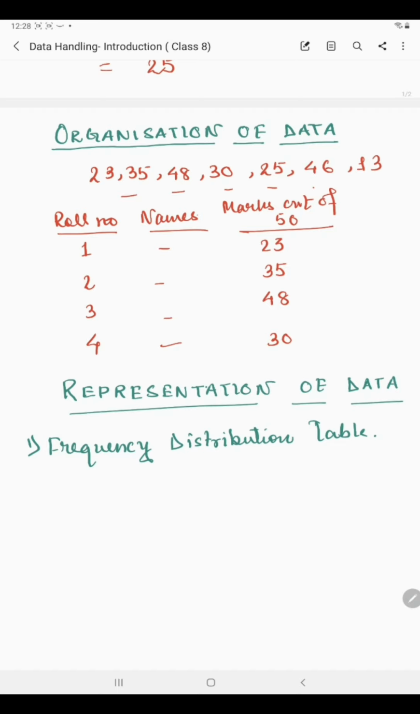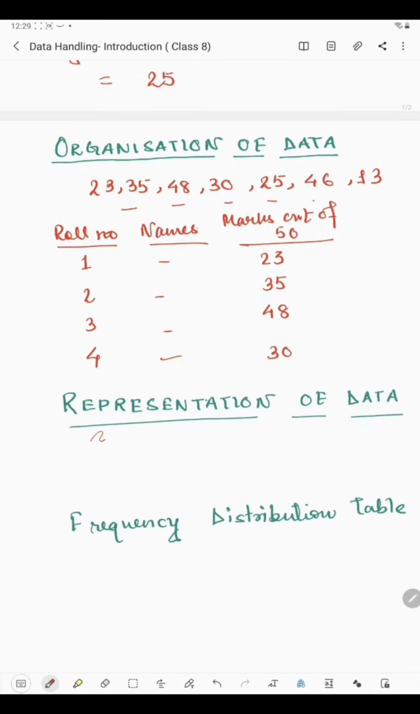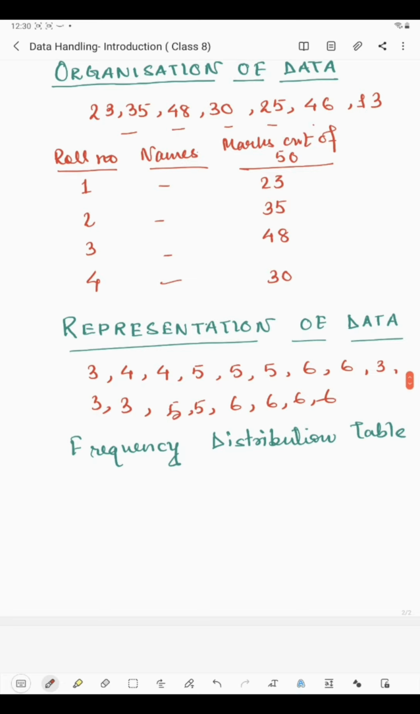Suppose you have some data given, which is say, 3, 4, 4, 5, 5, 5, 6, 6, 3, 6, 6, 6, 6. Okay, so these are the data given of the shoe sizes of your class. So you will have to make the frequency distribution table using tally marks.